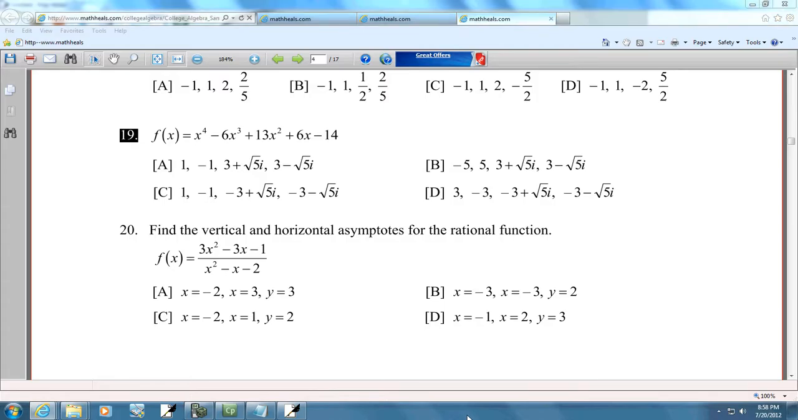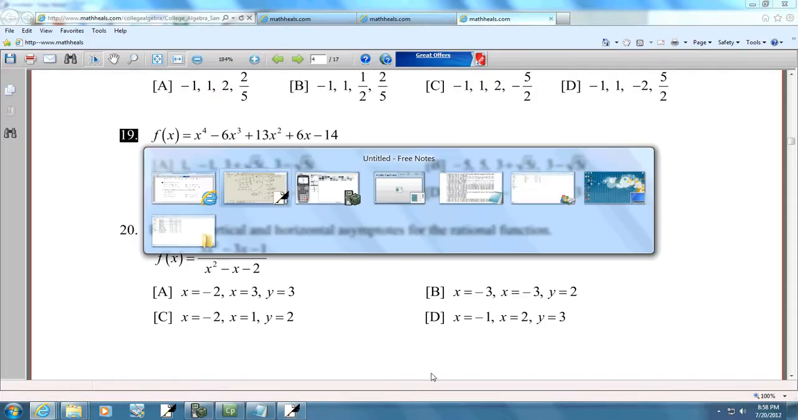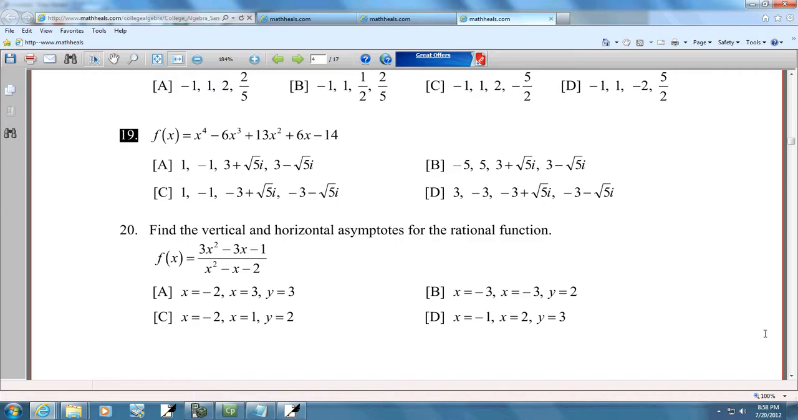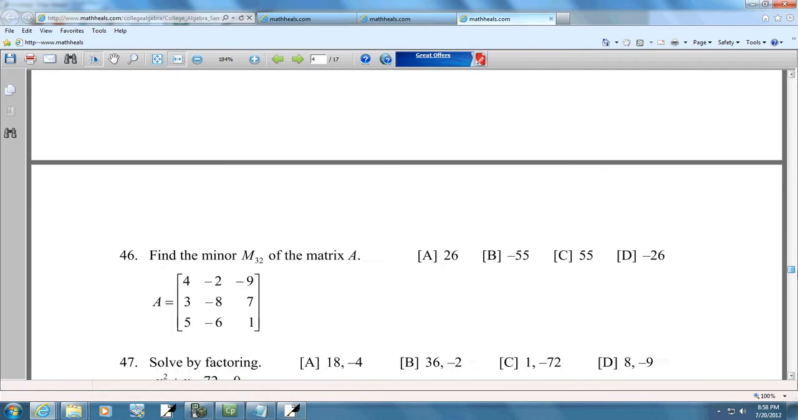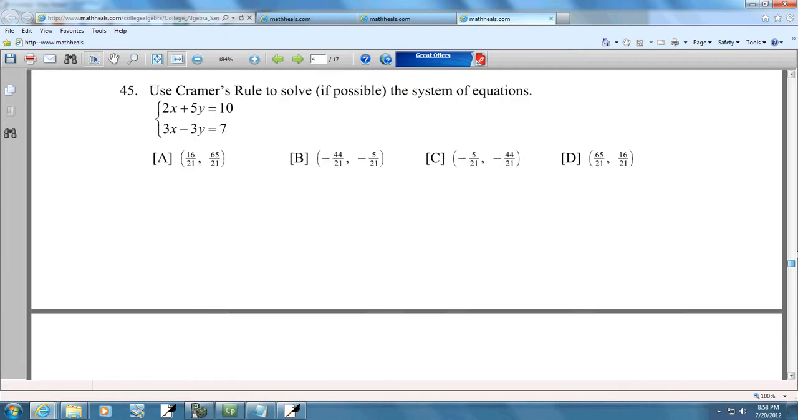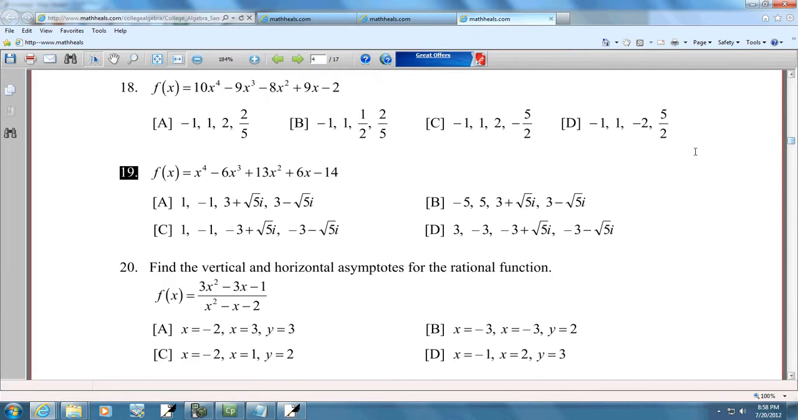3 minus 1 is negative 1. Looks like A is our answer on that. Let's go double check that. 19A. And that checks. Now let's do it completely by hand.